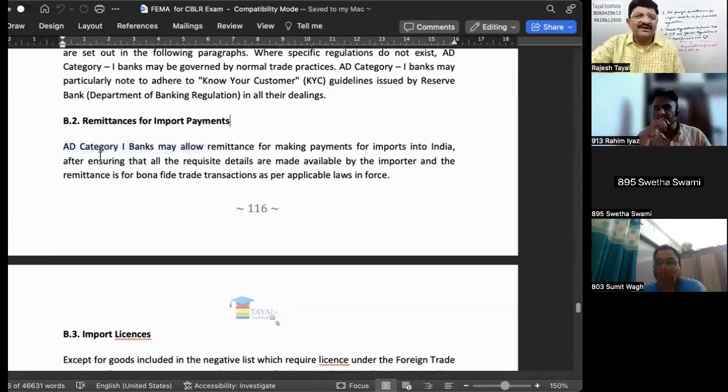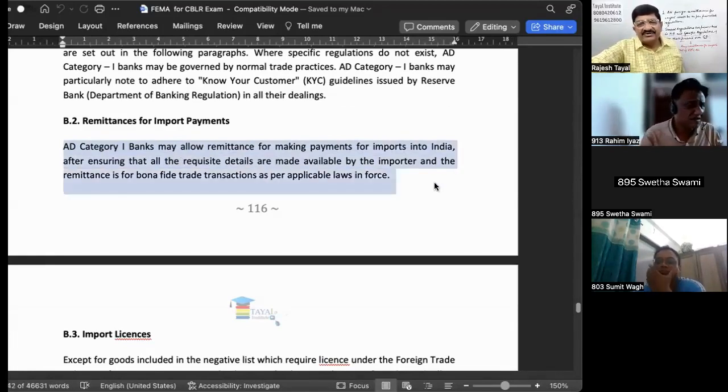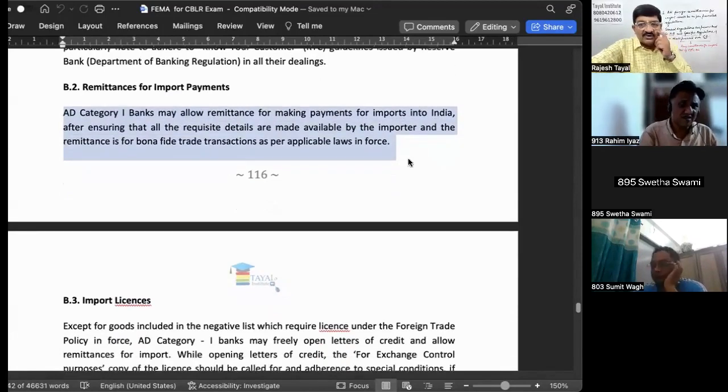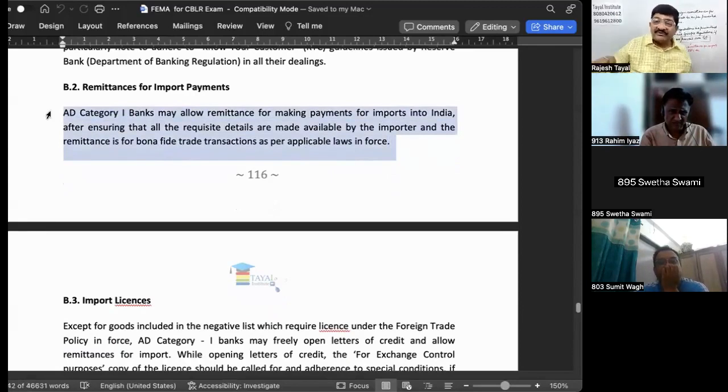So AD category 1 may allow remittances for making payment of imports into India after ensuring that all the requisite details are made available by the importer. Remittances must be for a bona fide trade transaction. So this is a discretionary authority given to the authorized dealer, because everywhere it is the responsibility of the authorized dealer to ensure this, ensure that, whether it is a pure commercial transaction or not.